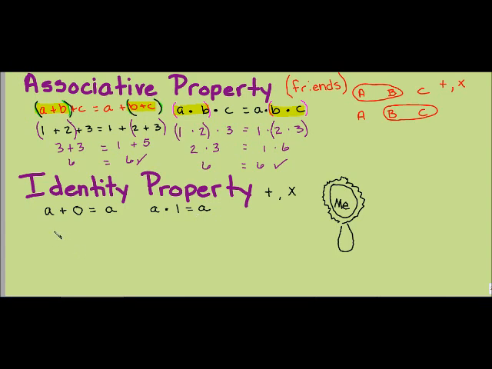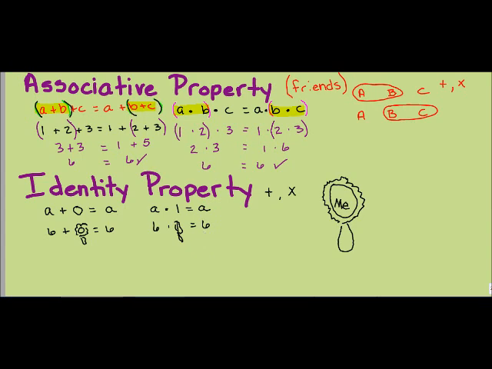So if I had 6 plus 0, this is just an example, I'm going to get my 6 back. Okay, I'll get the 6 back. If I have any number, 6 times 1, same thing. My answer is going to be the exact same. That's why it's called the identity. You need to think of this as a mirror, and you get the identity back. If you think of this as a mirror, the 6 looking into the mirror, you'll get the 6 back. That's what you will see inside the mirror.